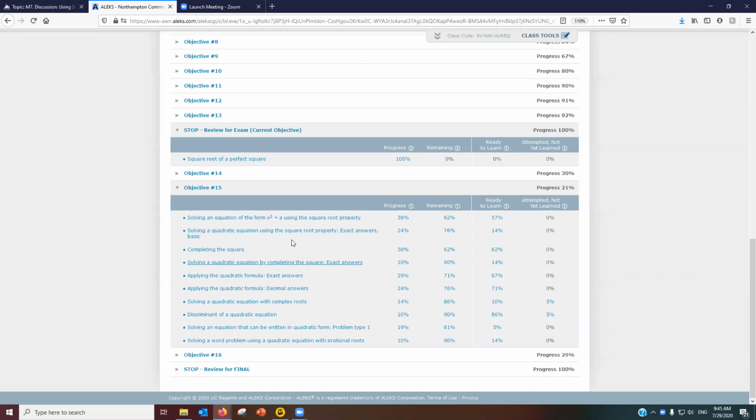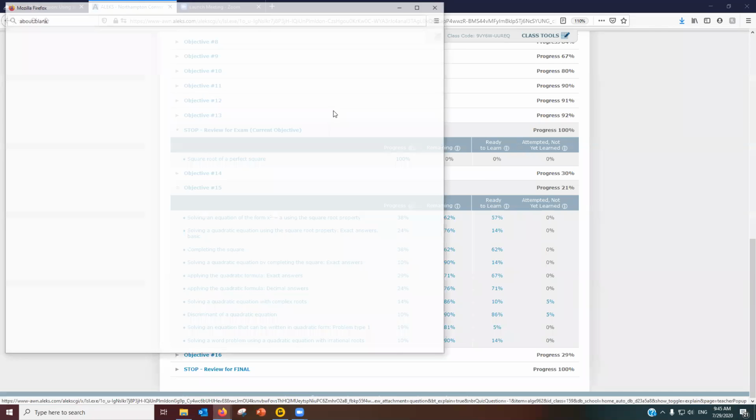I'm recording a video here for Objective 15 in ALEKS. If you notice here, there are about 10 topics, and it really has to do with solving what's called a quadratic equation. So let me give you some background on solving a quadratic equation, because it turns out there are several different methods we could use.